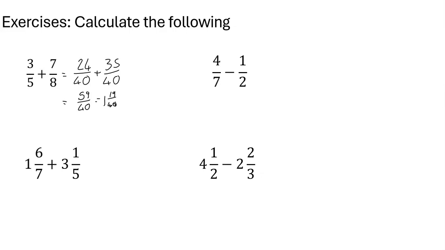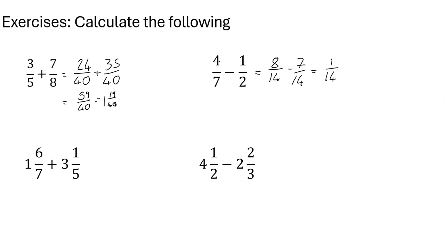Second one here, top right, the 4 over 7 take away a half. Again, common denominators is the key first step. We have to have that. So I'm going to multiply both elements of the left fraction by the denominator of the right, so 2. I'm going to multiply both elements of the right-hand fraction by the denominator of the left, which is 7. And I'm going to end up with 8 over 14 take away 7 over 14. And then calculating this, quite simply, gives me 1 over 14.